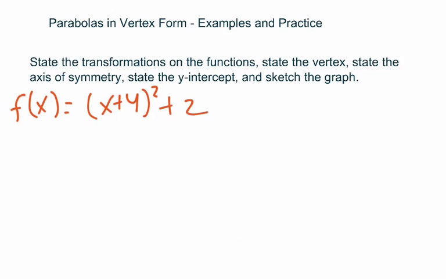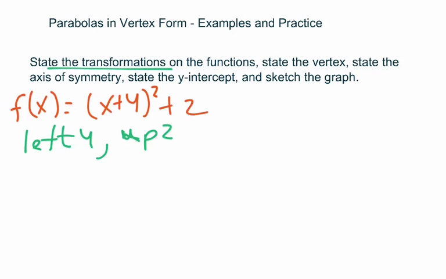So for this next one, we'll go through it in the same order. I'm going to advocate for the same order because I think it's a good order to do it. So state the transformations. I know there's no negative, so it's not flipped. There's no number out in front, so it's not skinny or wide. And I'm going to steer clear of that when I ask you to graph stuff. The plus 4 inside means it does not go right. It goes left 4, and the plus 2 on the outside means it goes up 2. That's a U for up 2.